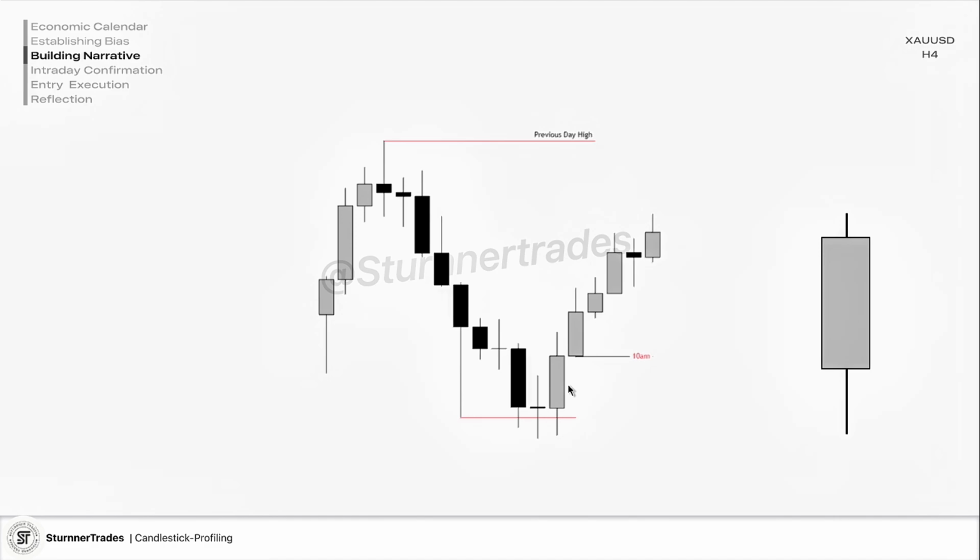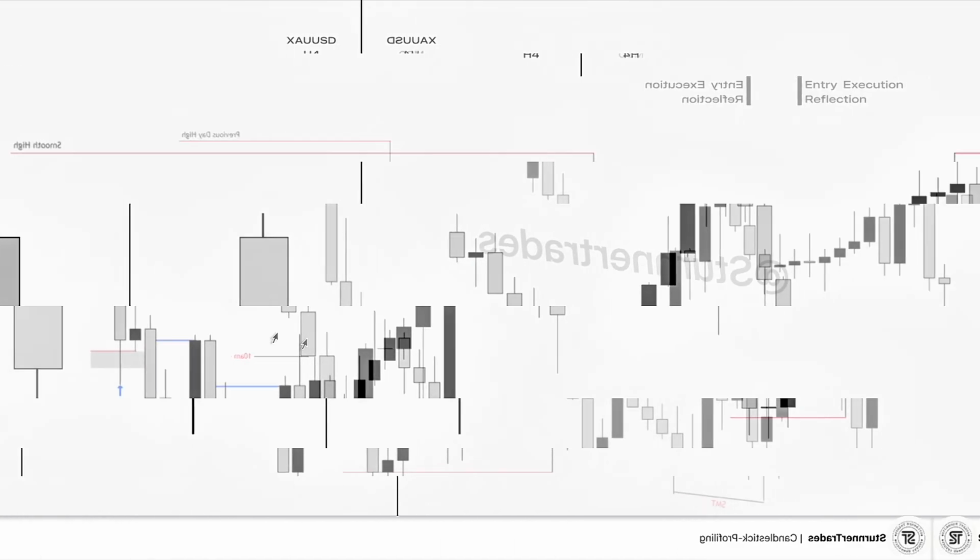So now, what I'm expecting is simple: continuation. I want to see the next 4 hour candle expand, ideally inside the New York section, and that's my 10 a.m. expansion candle. So now that I've got my 4 hour reversal signature and I'm expecting expansion, I drop down to the 30-minute chart to profile myself inside that 10 a.m. candle and look for my entry. Let's go to the 30-minute chart.